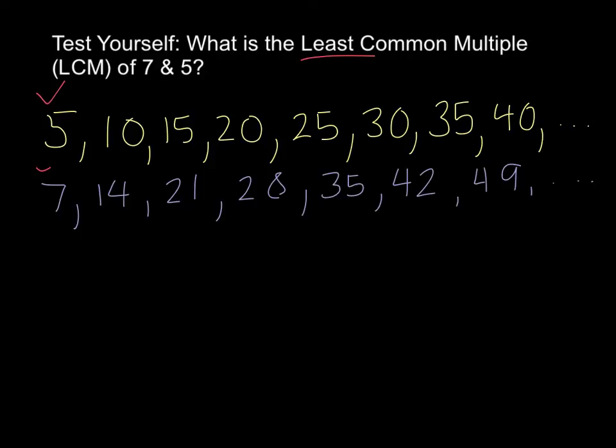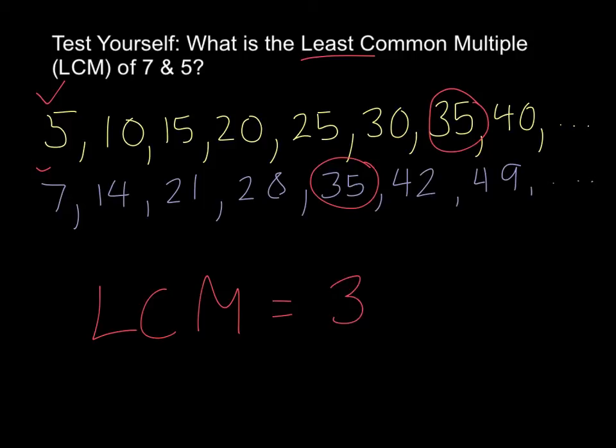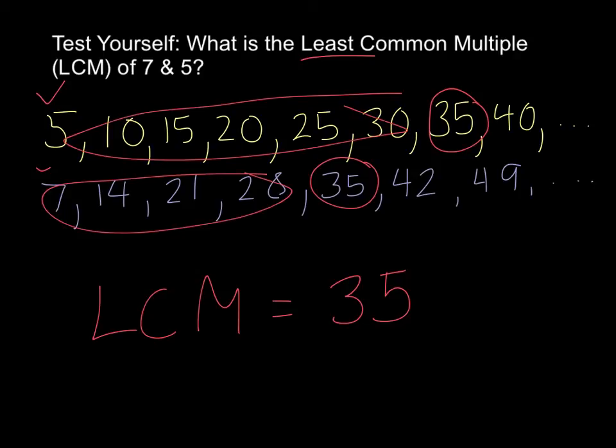As I scan through, I'm seeing that numbers are similar but not quite the same until I reach 35. 35 is the first number on both lists. It's the first common number on both lists, which means it's also the lowest common multiple, the least common multiple, 35. I know that because there are no numbers here or here that are lower than 35. So 35 is my least common multiple. Hopefully that's what you got as well.